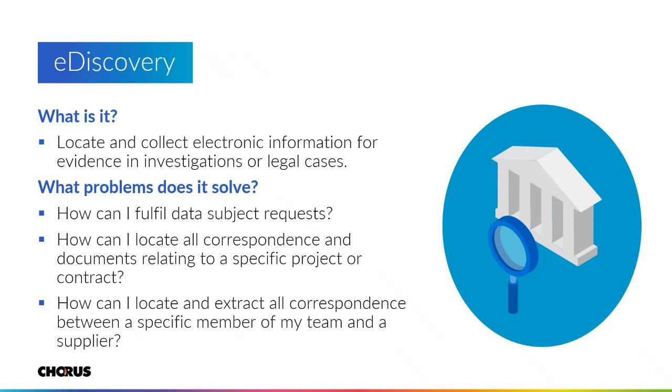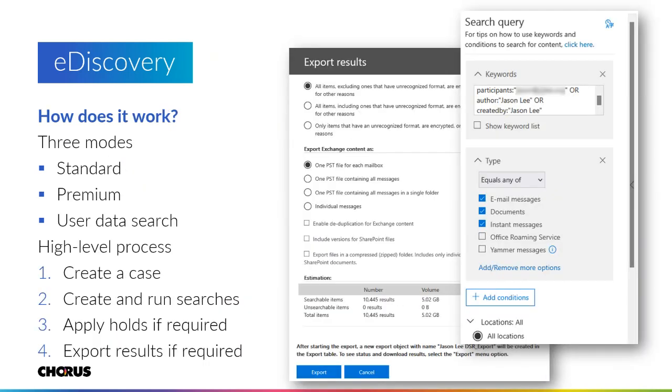So it's typically used for things like fulfilling data subject requests or locating every piece of correspondence and emails and documents relating to a specific project or a contract under dispute, or locating and gathering up all the correspondence between a specific member of a team and a specific supplier. And it works in really 3 different ways. So we've got standard eDiscovery, premium eDiscovery, and user data search.